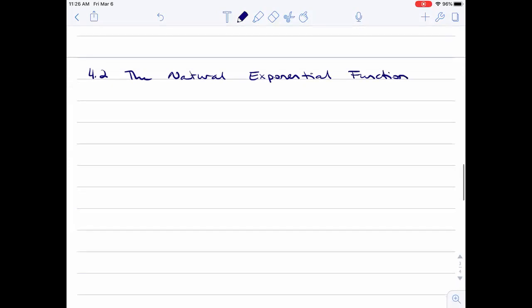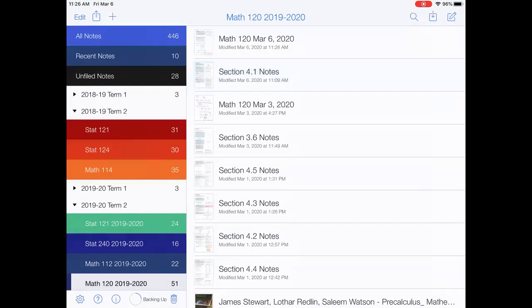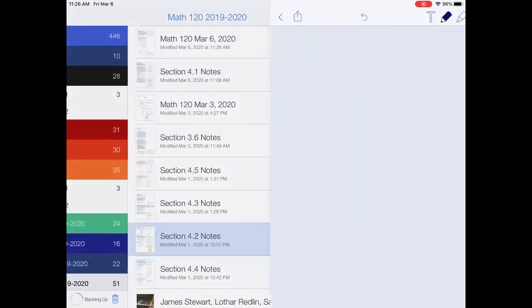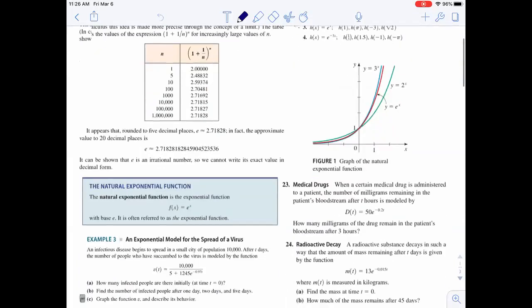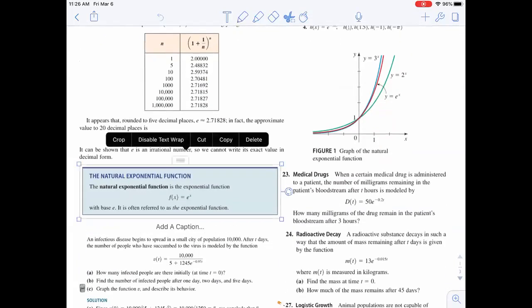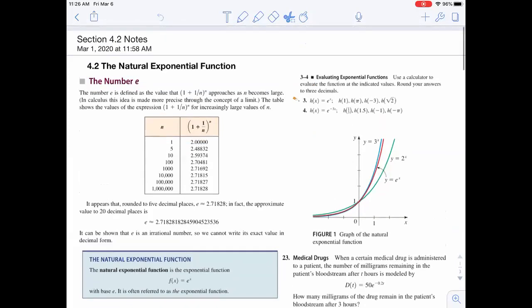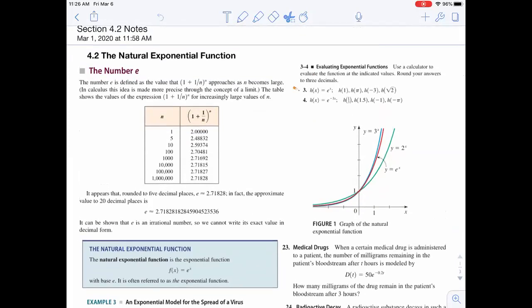Okay. The natural exponential function is actually the e to the x that you've probably seen at some point, right? So the first bit of the handout just talks about the number e, and we don't really need to know any of this, right? What might be useful is that e is approximately 2.71828.